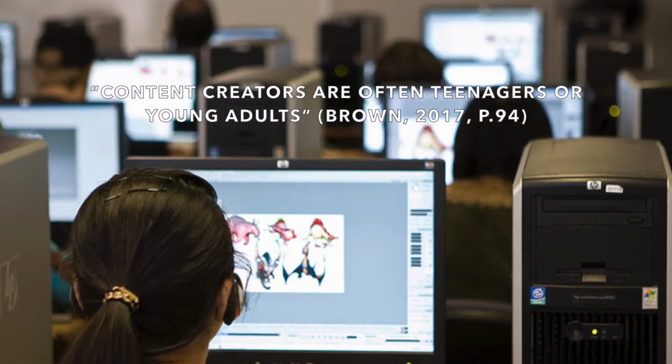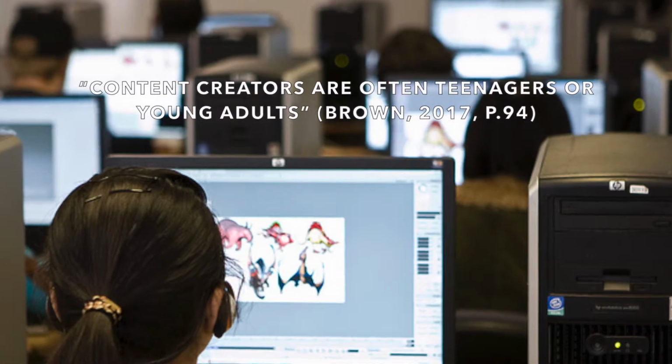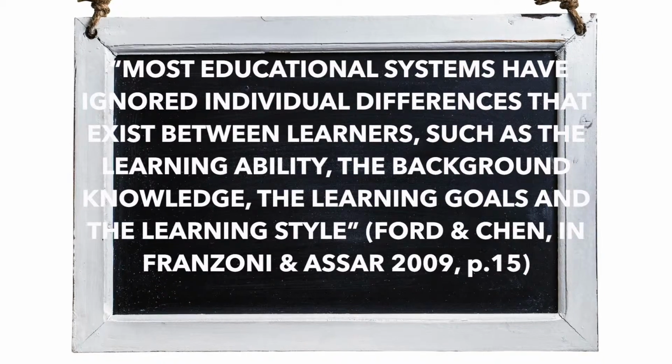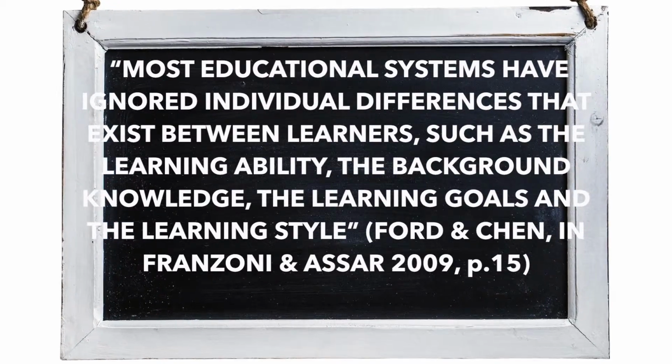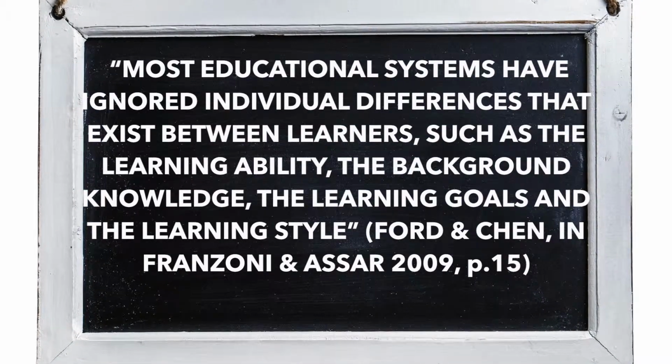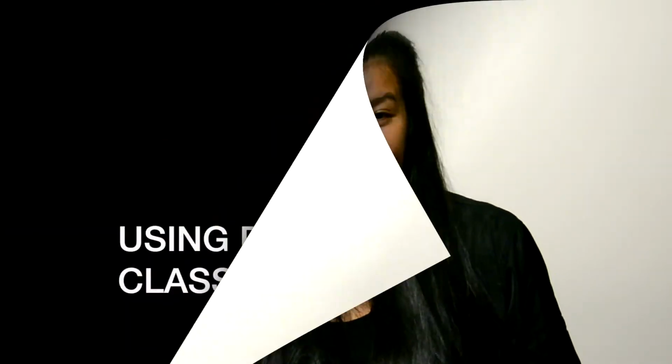Moreover, theorist Brown says that content creators are often teenagers or young adults. What better way for students to learn when they can create, develop, and display exactly what they are learning? Yet, while these ideas seem practical, there are some limitations. For example, most educational systems have ignored individual differences that exist between learners, such as the learning ability, the background knowledge, the learning goals, and the learning style. To treat each student the same and teach each student the same way across the board without their own personal input can disservice the students greatly.